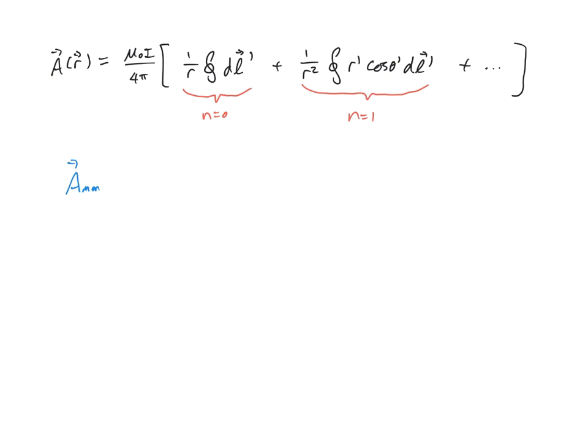Let's call it the monopole vector potential. What I mean by this is the n equals 0 term of the sum. This is mu naught I over 4 pi r times the integral of dl. Note that here we have the line integral around a loop of a vector. So this is the total vector displacement around a closed loop.